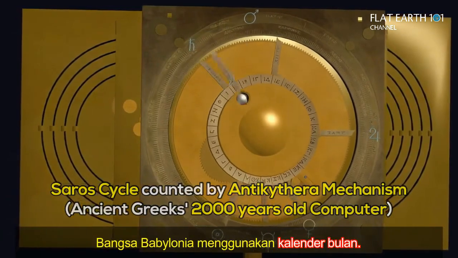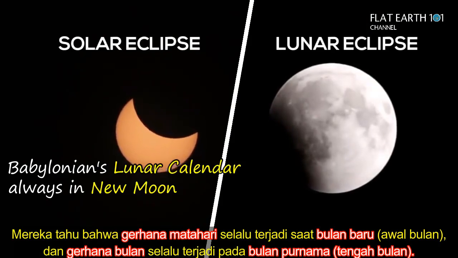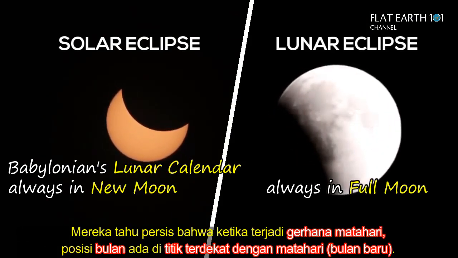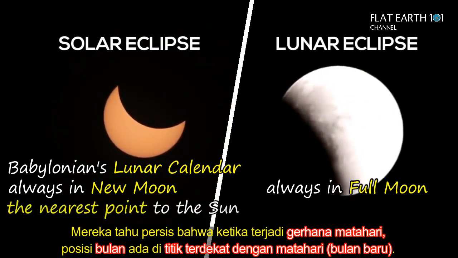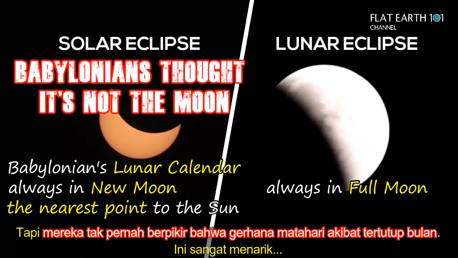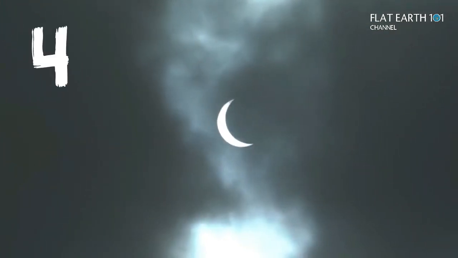Babylonians were using a lunar calendar. They knew that solar eclipses always happen at new moon and lunar eclipses always happen at full moon. They knew well that during solar eclipses, the moon's position is at the nearest point to the sun. Yet, they never thought it's the moon that is eclipsing the sun. This is very interesting.